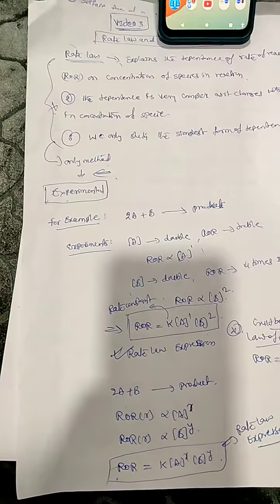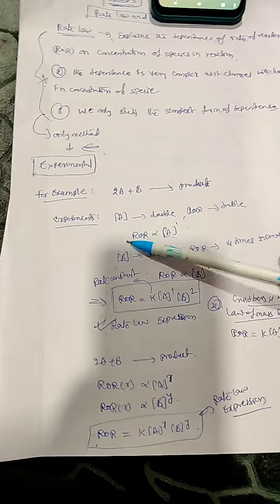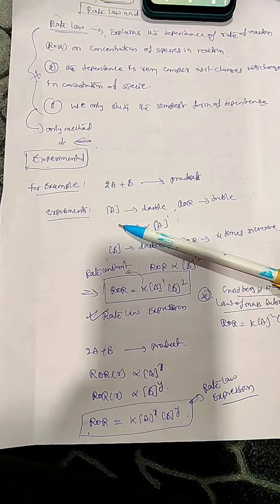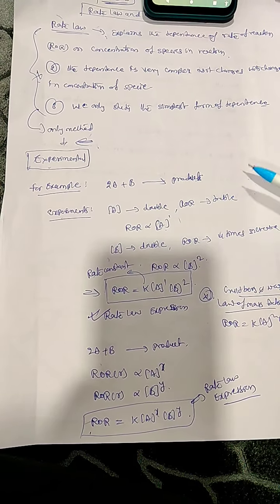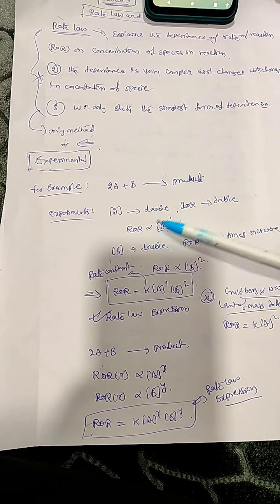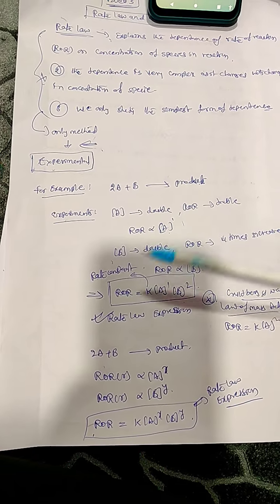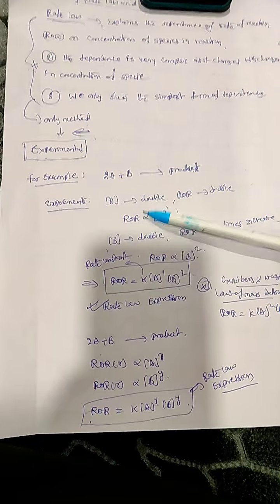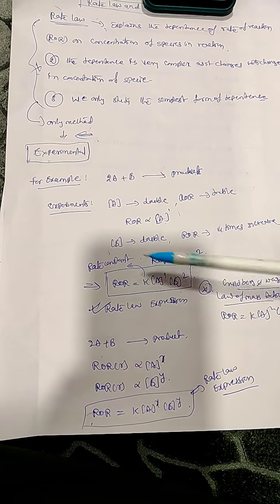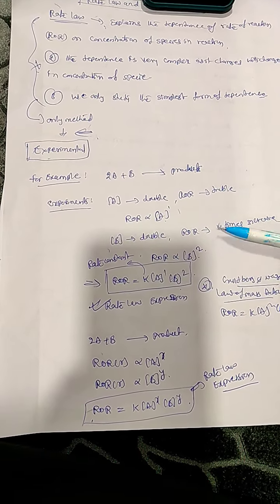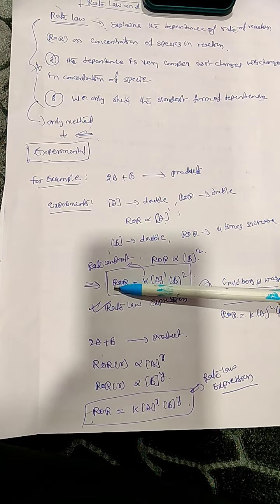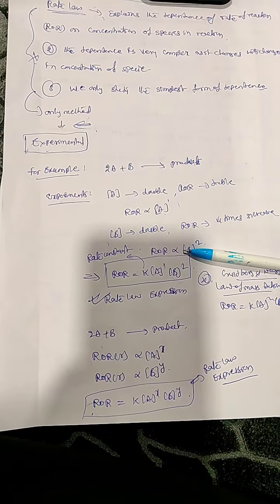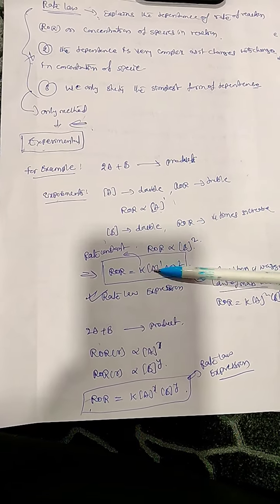For example, take 2A plus B gives rise to product. Experimentally, if the concentration of A is doubled, the rate of reaction doubles. That is, rate of reaction is directly proportional to the concentration of A to the power 1. If the concentration of B is doubled, the rate of reaction increases 4 times. So the rate of reaction is equal to K into concentration of A to the power of 1, concentration of B to the power of square. This is the rate law expression.